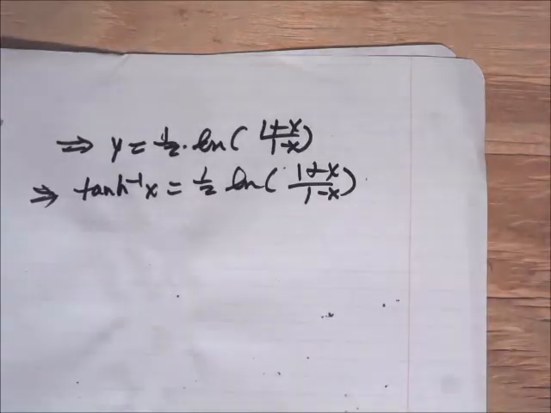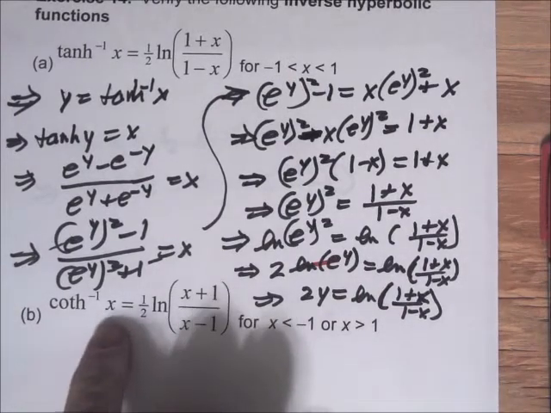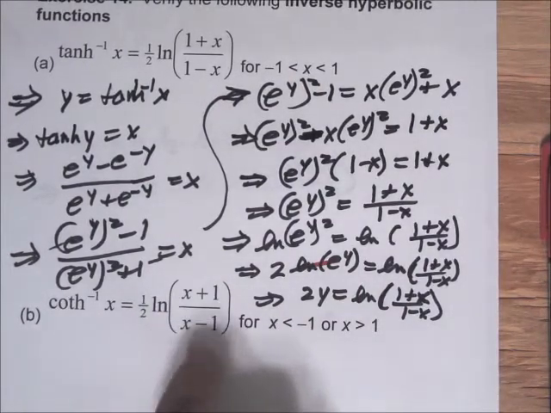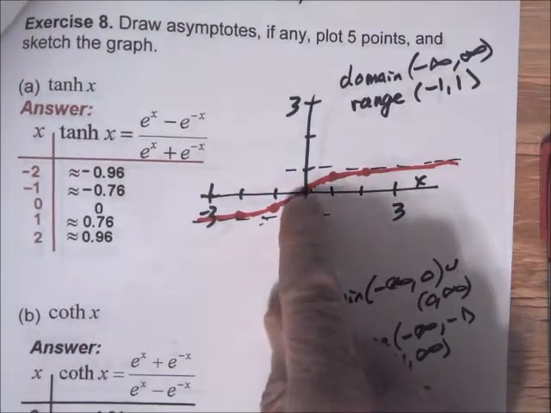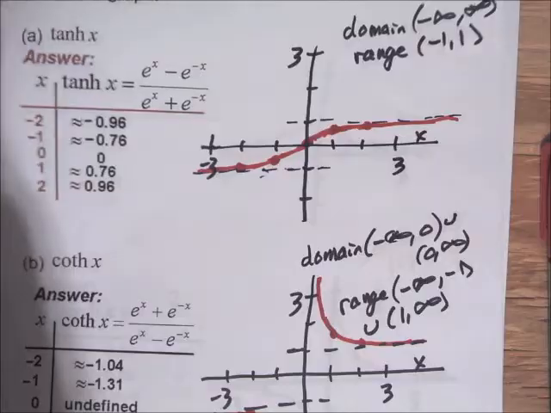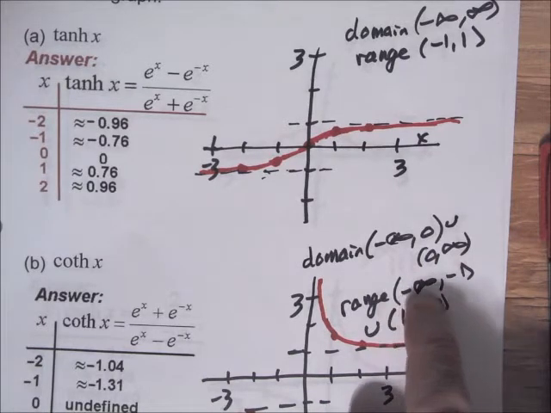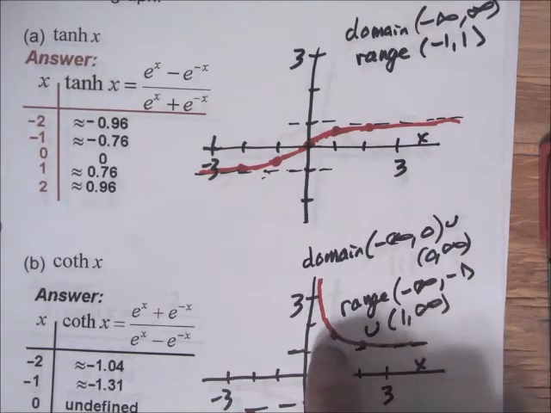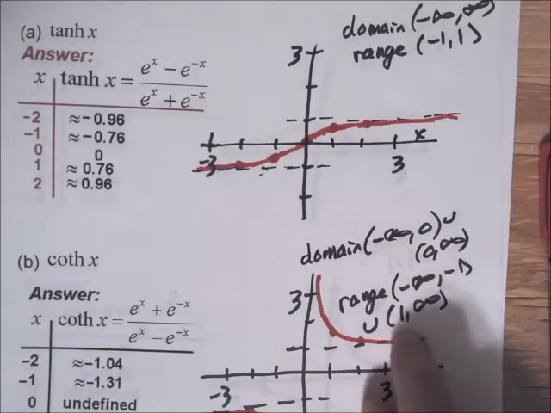And I'm not going to go through the rest of these, but the other proofs are going to be similar. The cosh inverse of x is ln of x plus square root of x squared minus 1. Here's the hyperbolic tangent here. The range for the hyperbolic tangent is minus 1 to 1, but the range for the coth is going to be minus infinity to minus 1 union 1 to infinity. So it's everything but the interval from minus 1 to 1, and that becomes the domain of the inverse. But otherwise the procedure is basically the same.